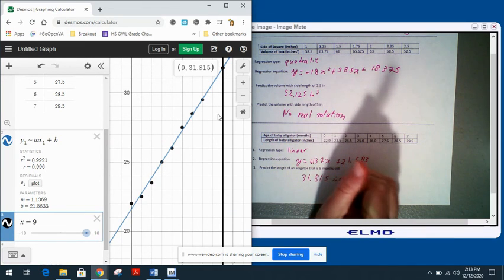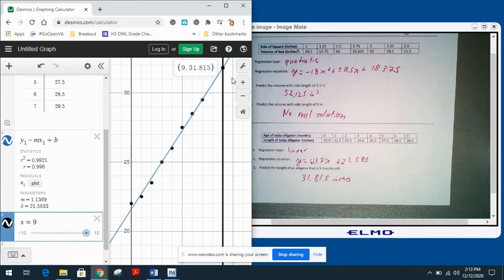So again, an alligator does grow for a long time, but it will probably eventually level out here and not keep growing in a linear fashion forever. Now you will have some practice to do on this tomorrow.